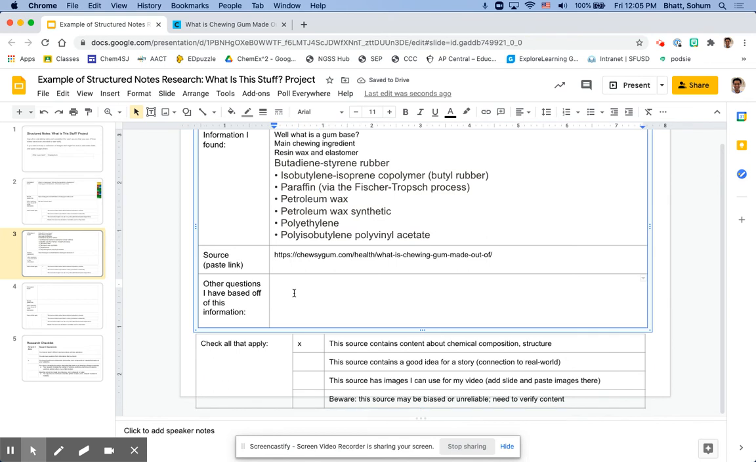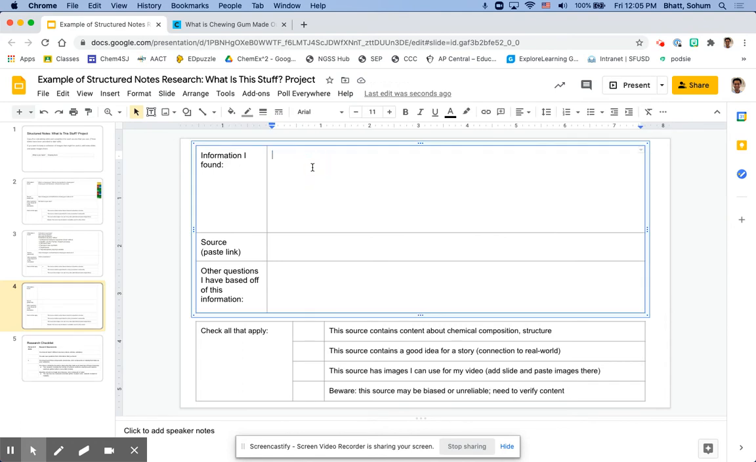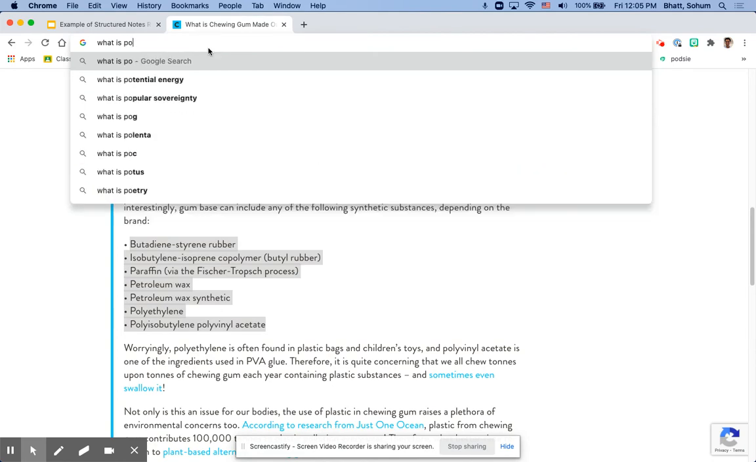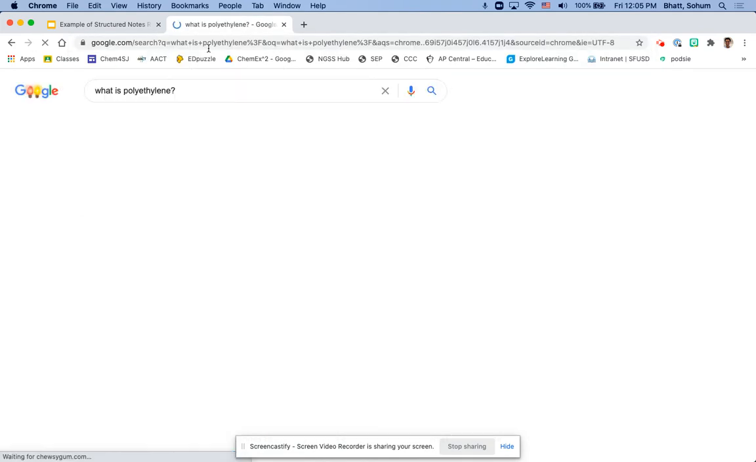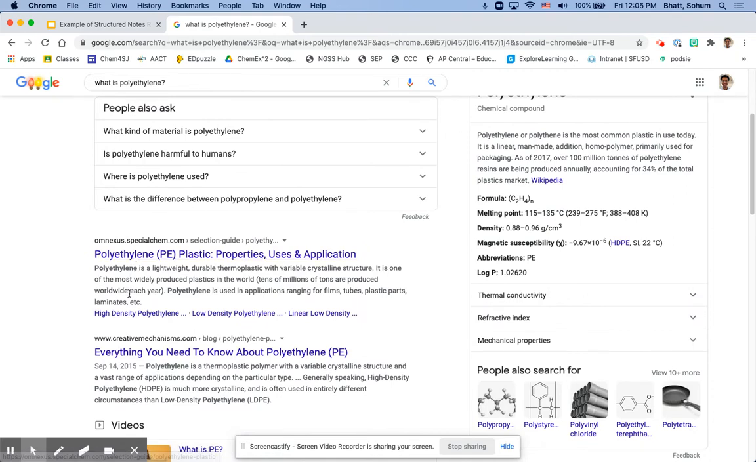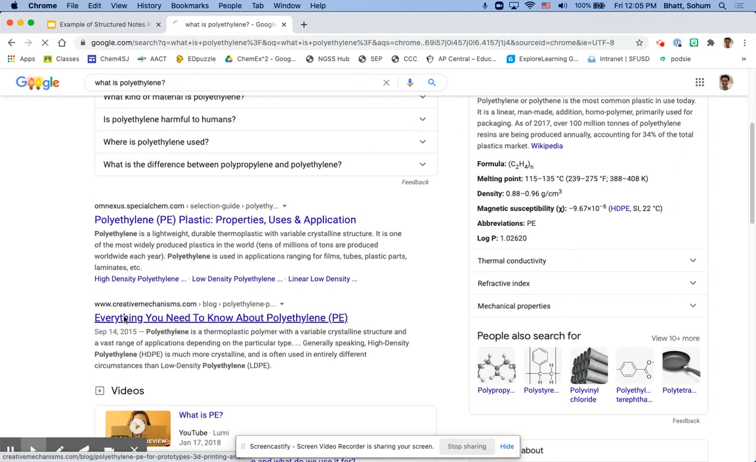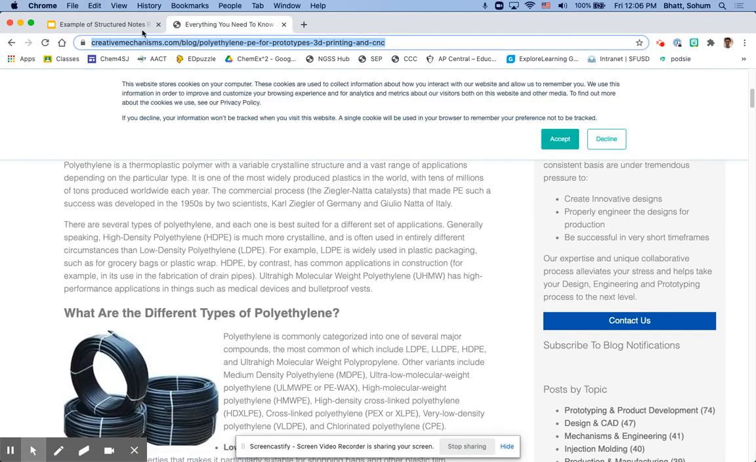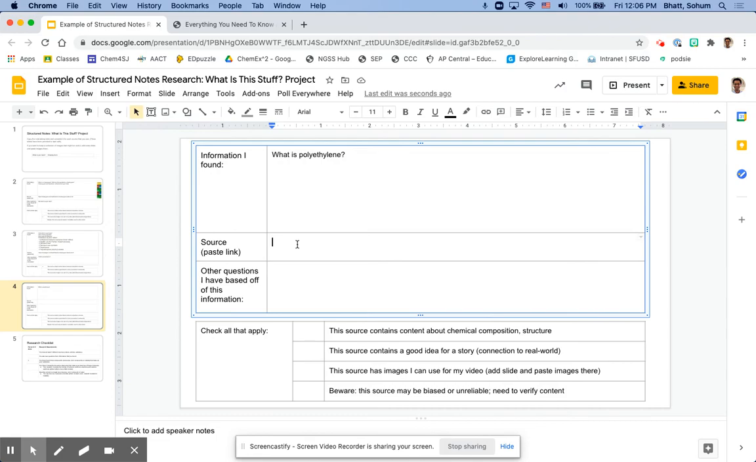And I have a question here of, let's say, what is polyethylene? And so my next slide over here is, what is polyethylene? My next question, I'm going to Google that again. What is polyethylene? And we're going to avoid Wikipedia. Come over here, and let's see, this source can tell us everything about polyethylene.